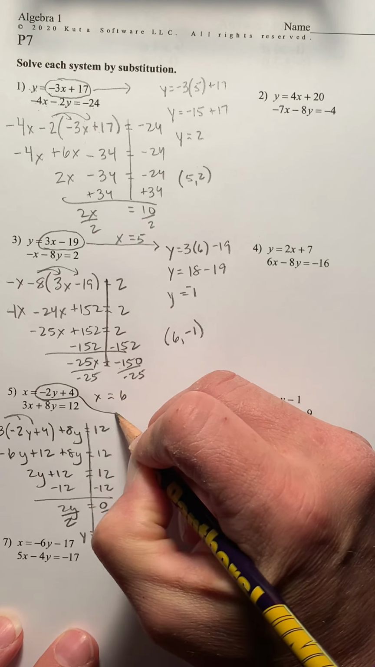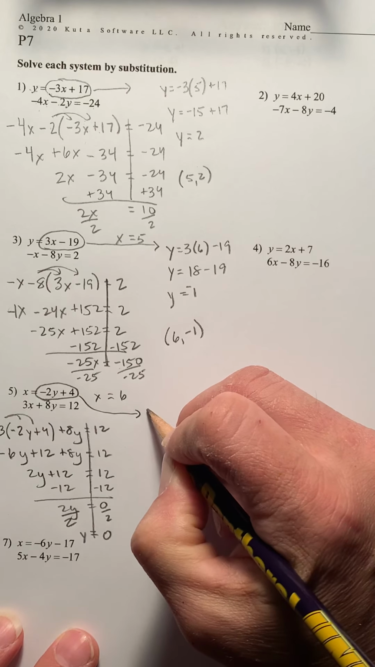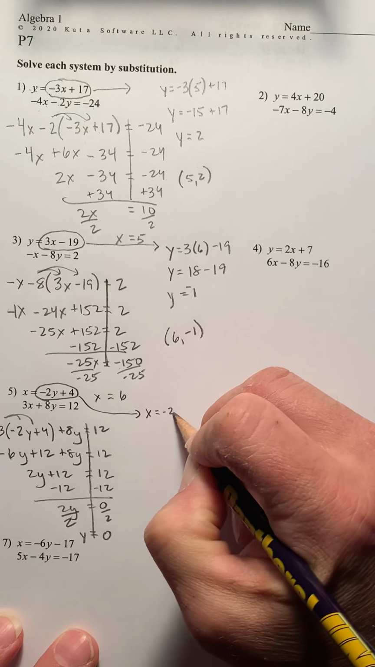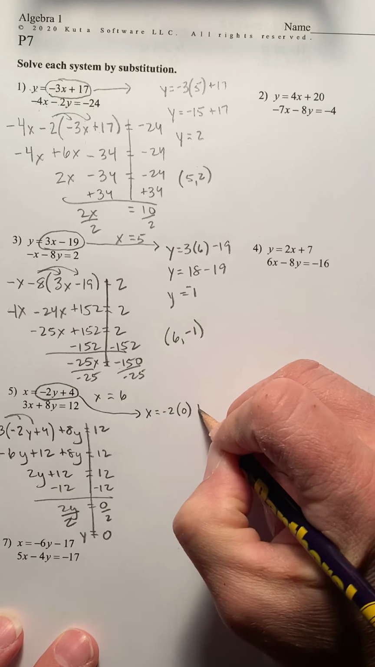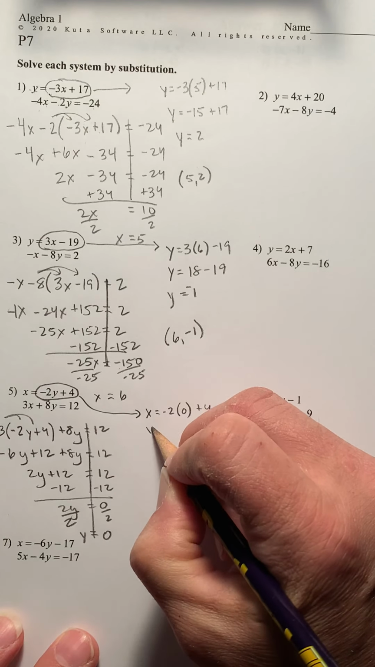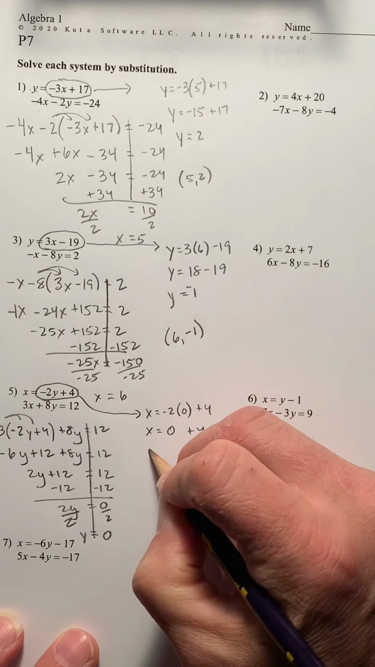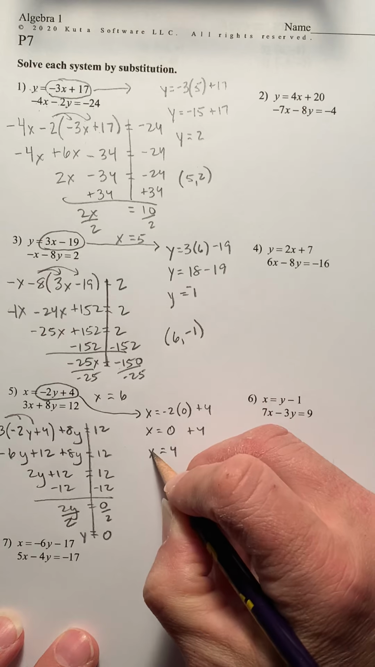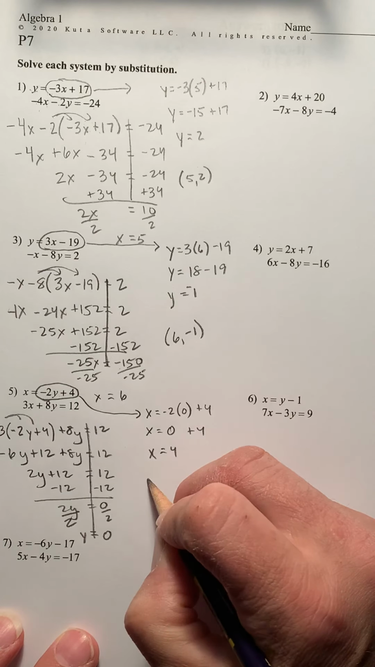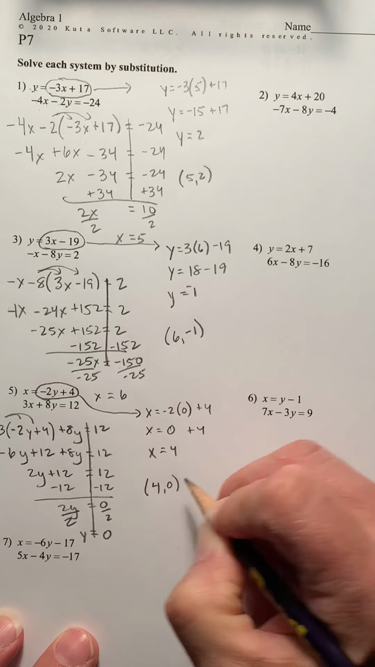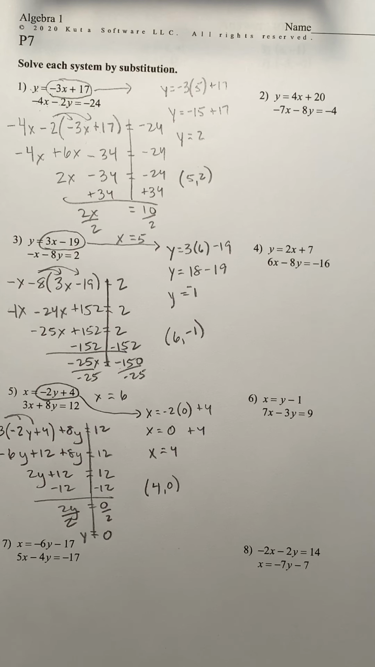I'm now going to take my top equation, and in place of the y, I'm going to put a 0. Which means that I'm going to get negative 2 times 0, plus 4, so x is equal to 4. Now make sure I put these in the right order. x comes first. I know I got the y first in my answer, but I want to make sure that I put my x first in my ordered pair.